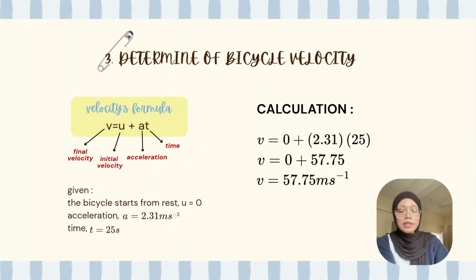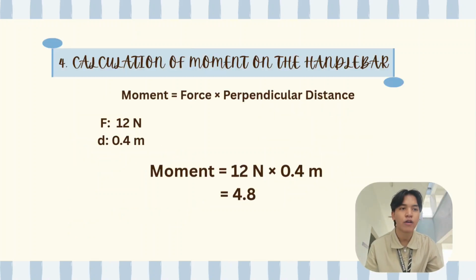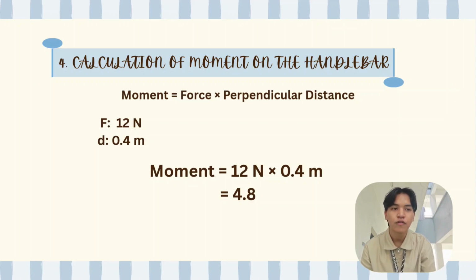So for our calculation, the moment on the handlebar is moment equals force multiplied by perpendicular distance. Our force is 12 Newton and our perpendicular distance is 0.4 meter. So the answer after we put in the formula is equal to 4.8.